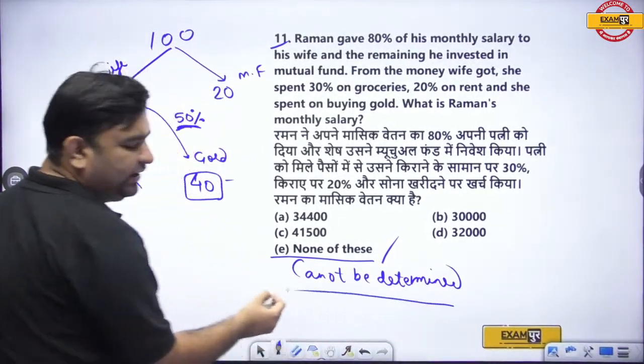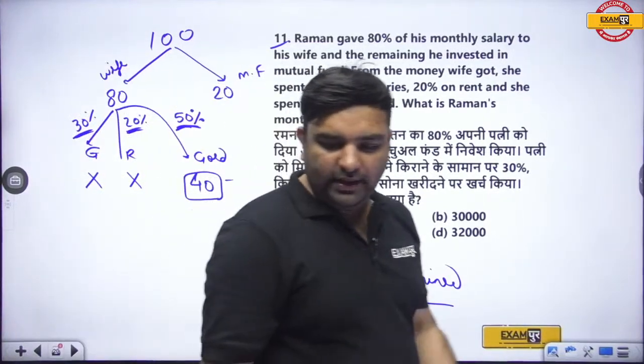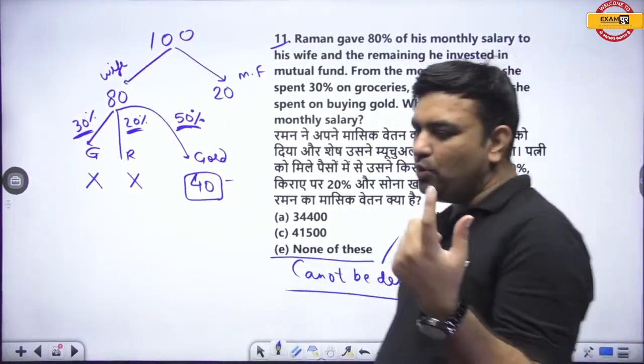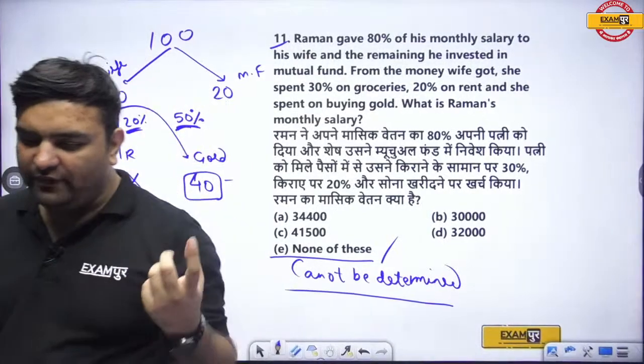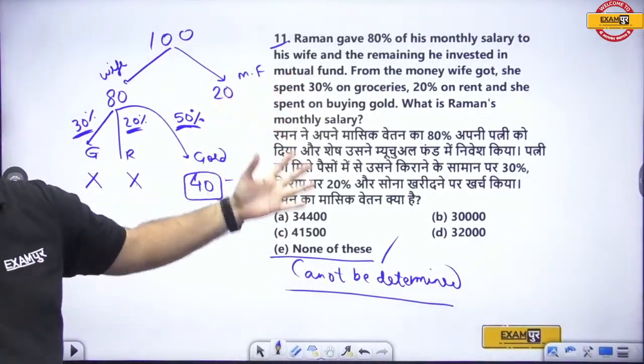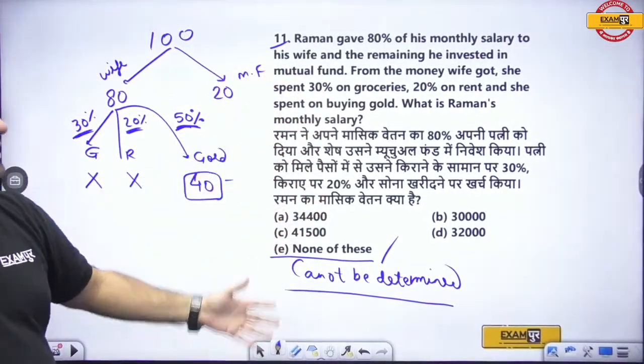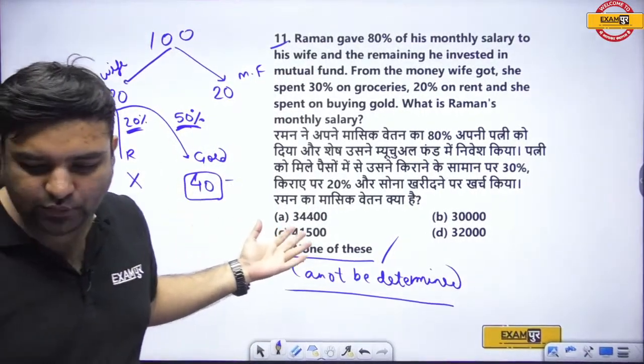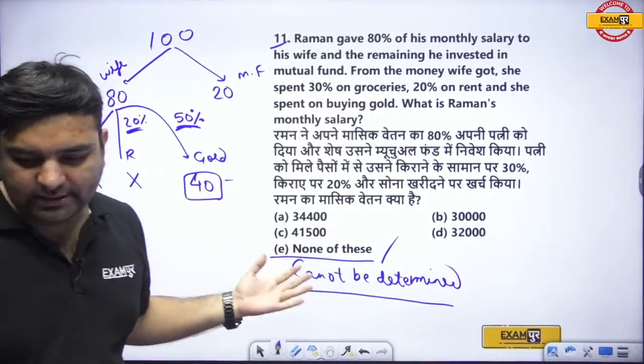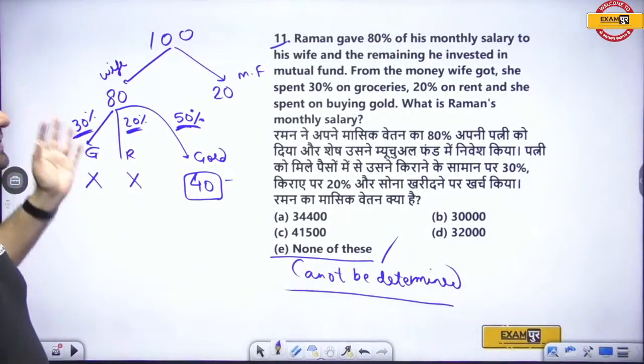Because to find out the exact value, there should be at least one comparison, one exact value. But here everything is in percentage. If everything is in percentage, from where will we compare this 40? To whom will we compare this 40? Everything is in percentage, guys.